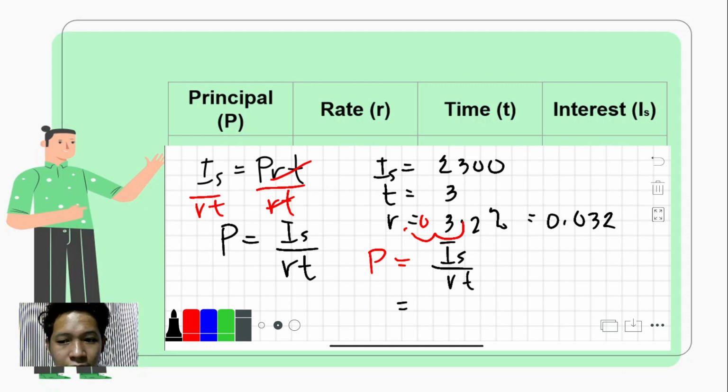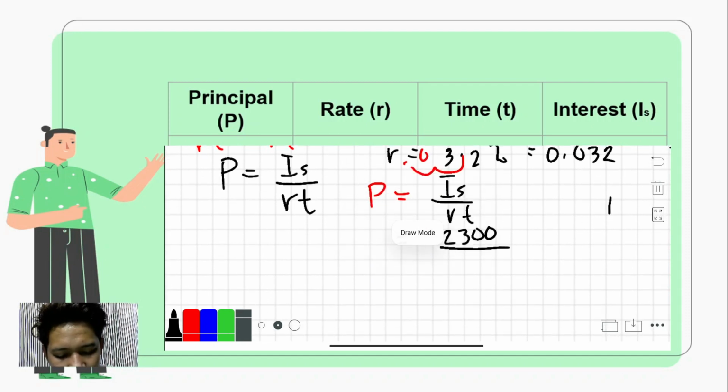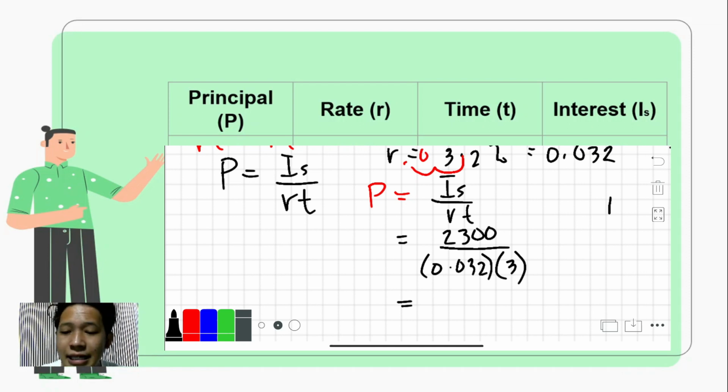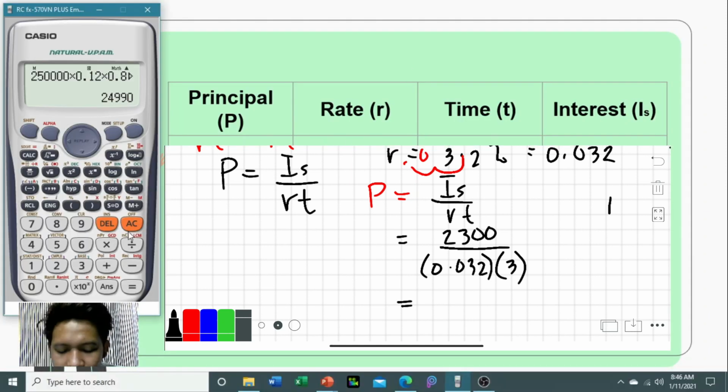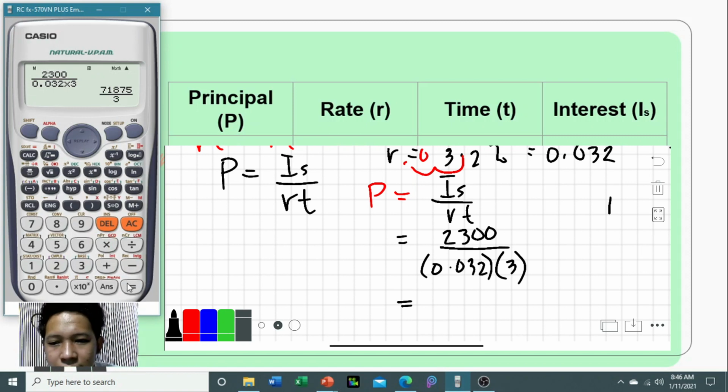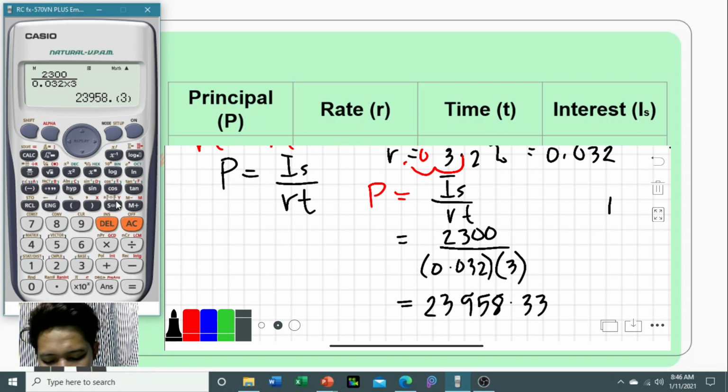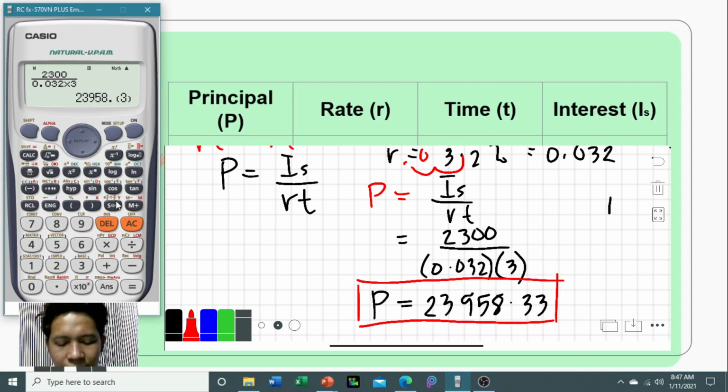By substituting all the necessary values, we have 2,300 over the rate, which is 0.032, multiplied by the time, which is 3 years. We can go straight to the calculator: 2,300 over 0.032 multiplied by 3. And that will yield 23,958.33. Since we are talking about money here, we will be rounding off our final answer to the nearest hundredths. Hence, the principal would be 23,958.33. That will be for our first problem.